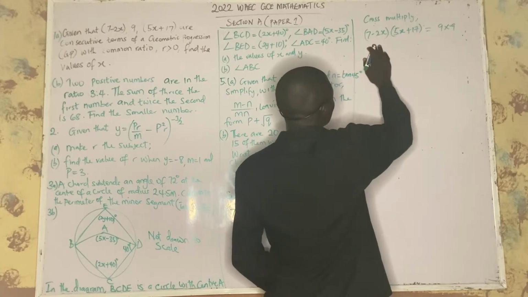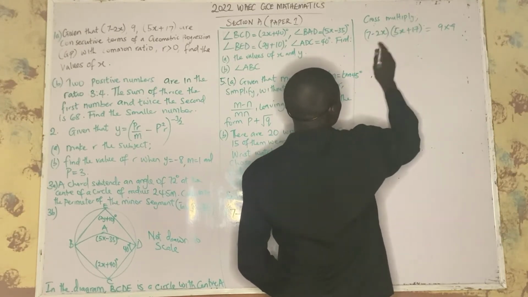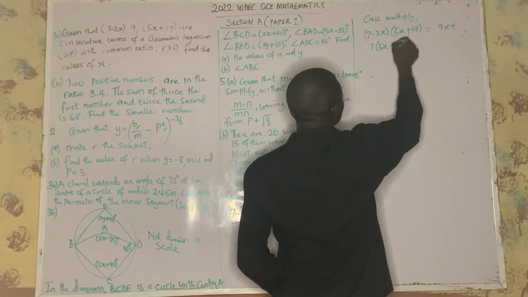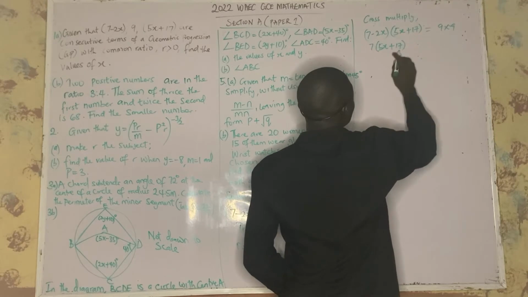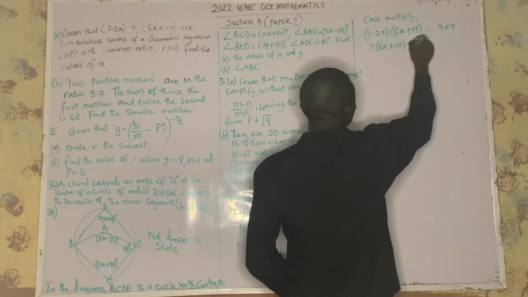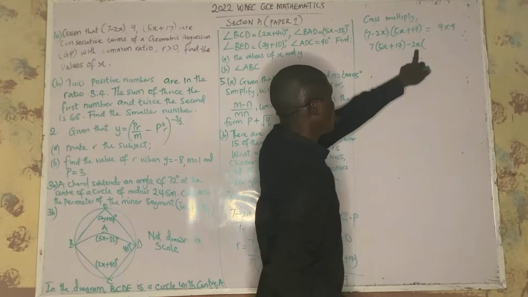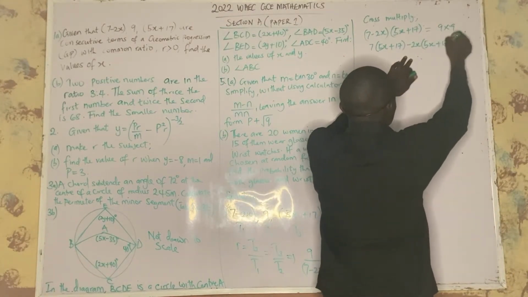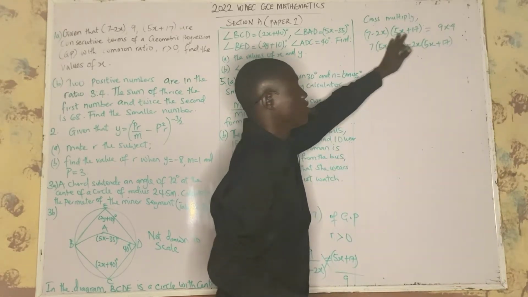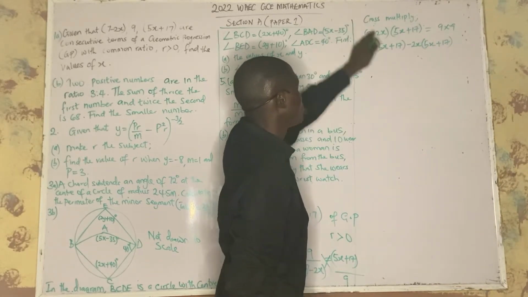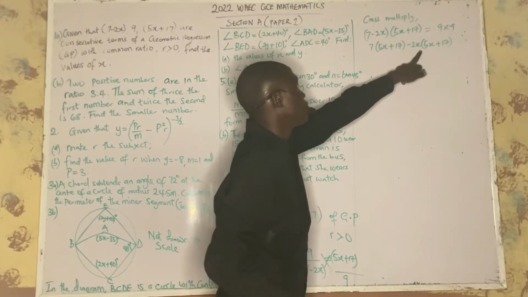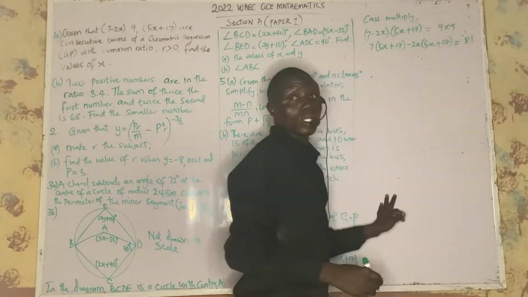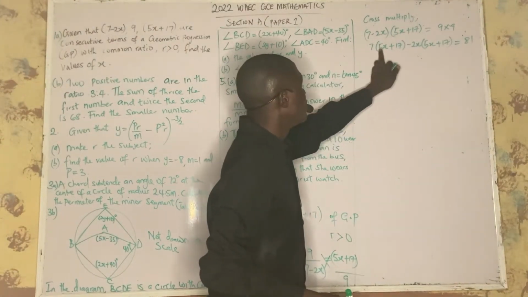Now, what I will do is multiply this bracket with this bracket. So, by simply saying 7 into (5x plus 17), then open another bracket, minus 2x into (5x plus 17). That's how you expand. You take 7 to multiply this one, and you take minus 2x to multiply this one, equal to 81.